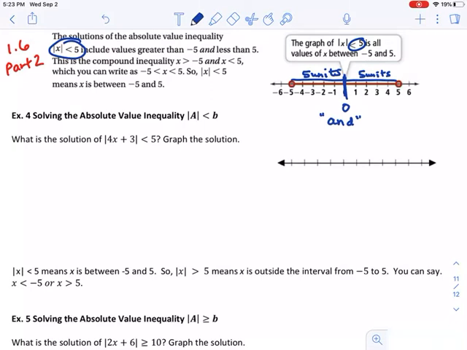Example 4, solving the absolute value inequality where the absolute value of A is less than B. It says, what is the solution of the absolute value of 4x plus 3 is less than 5? So we take a look at our absolute value bars. There's nothing on the outside, which means I'm ready to go ahead and split into my two problems. 2 bars means we have 2 problems. The first one is exactly as it's written: 4x plus 3 is less than 5. My other one, I have 4x plus 3, but now I have to compare that to a -5.